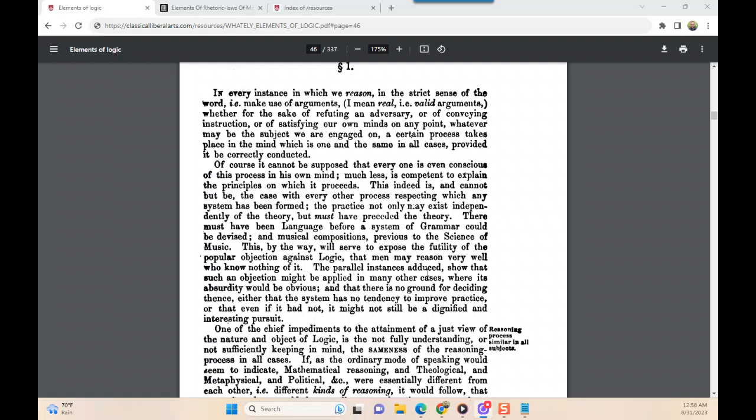The parallel instances adduced, that is, these other examples of arts that have been provided, show that such an objection might be applied in many other cases where its absurdity would be obvious. It would be absurd if you tried to argue that people have whatever skills they have just by birth, just by chance or natural talent alone. That could easily be proven false by looking at the different individuals who perform these arts and investigating whether they simply had this from birth or whether they studied and practiced and cultivated these arts. The argument that it's just from birth would be absurd.